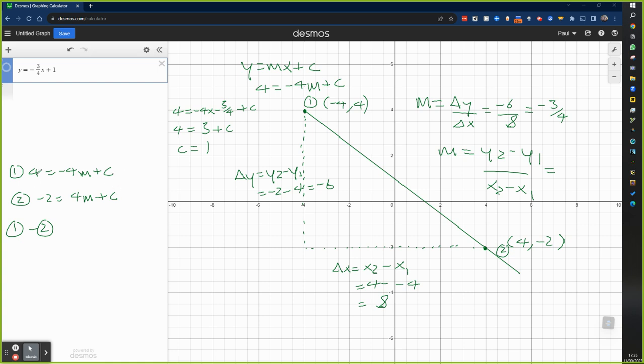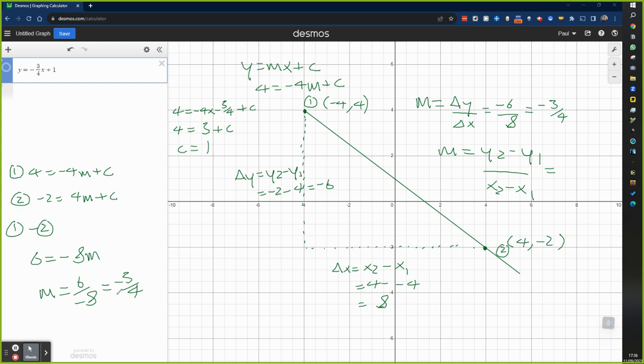So on the left-hand side, I've got 4 take away negative 2, and that's going to be 6. And then on the right-hand side, I've got negative 4m take away 4m. That's going to give me negative 8m. And then c take away c, which is just nothing. So I divide both sides by negative 8, and I've got m is equal to 6 over negative 8, which is negative 3/4. So it's the same as what we've got up here.